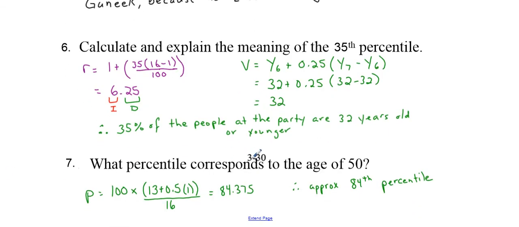Lastly, what percentile corresponds to the age of 50? So that formula is 100 times the number of people that are less than 50, which are 13 of them, plus 0.5 times the number of people that are the same age as 50, which is only one person, divided by the total number of people, which is 16. That works out to 84.375. So that is approximately the 84th percentile.